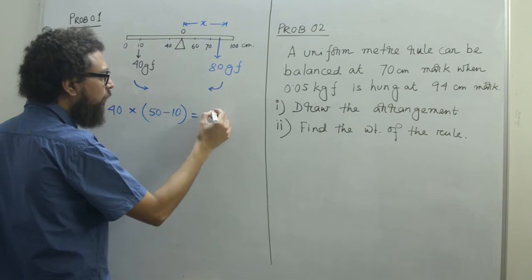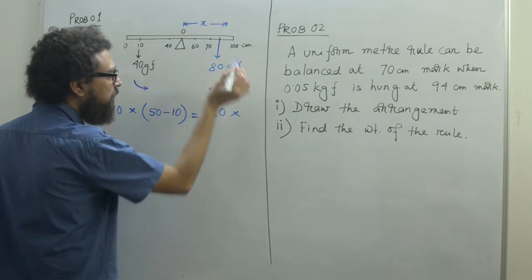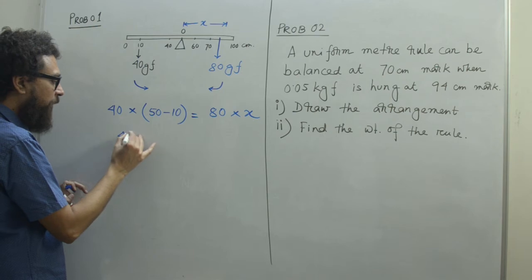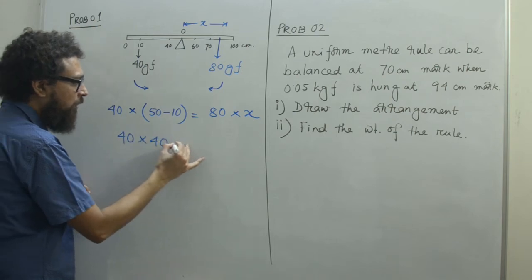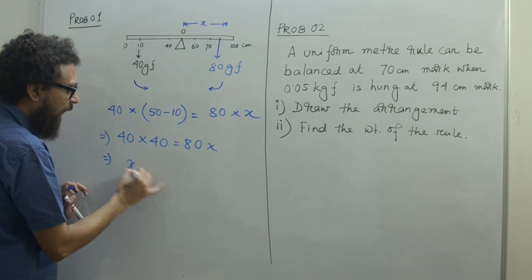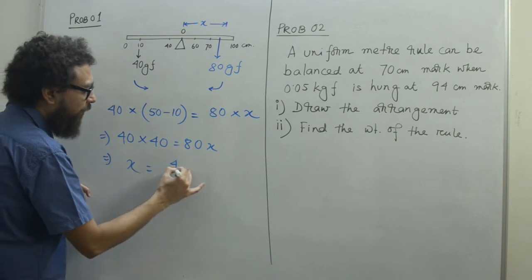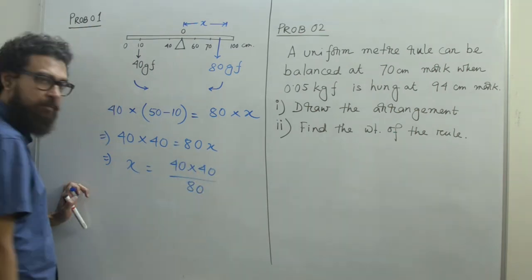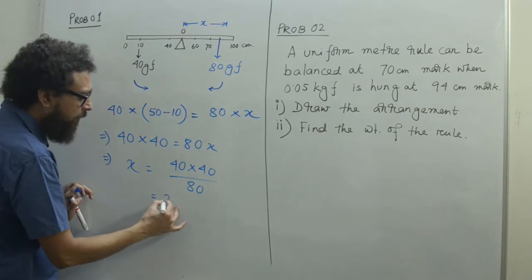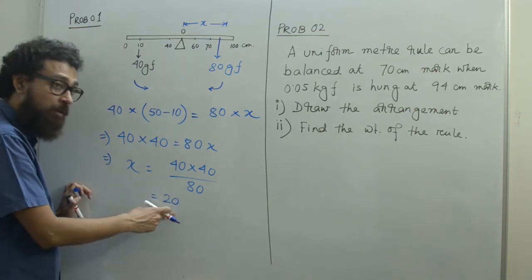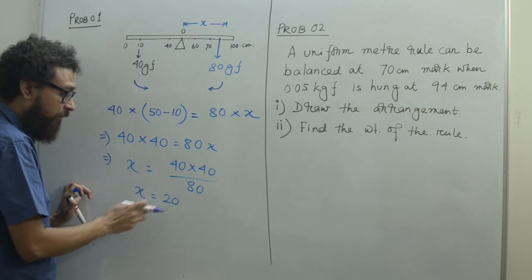Great. Now we go for this 80 gram force, and the distance we don't know, so we write x. We have to calculate this x. So what is it coming? 40 into 40 is equal to 80x. So from here we can easily calculate x is equal to 40 into 40 by 80. Sure? So what will it be? 20. So x is 20. Now this is not the answer. Please understand, this is not the answer.